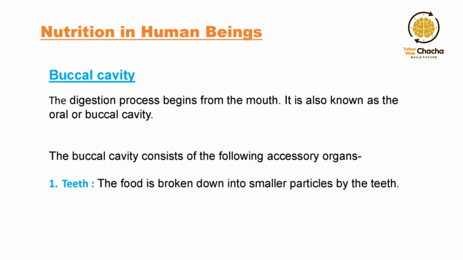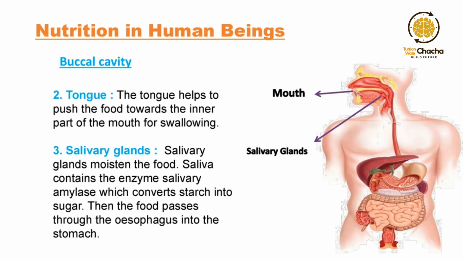Buccal cavity. The digestion process begins from the mouth. It is also known as the oral or buccal cavity. The buccal cavity consists of the following accessory organs. 1. Teeth. The food is broken down into smaller particles by the teeth. 2. Tongue. The tongue helps to push the food towards the inner part of the mouth for swallowing. 3. Salivary glands. Salivary glands moisten the food. Saliva contains the enzyme salivary amylase which converts starch into sugar. Then the food passes through the esophagus into the stomach.